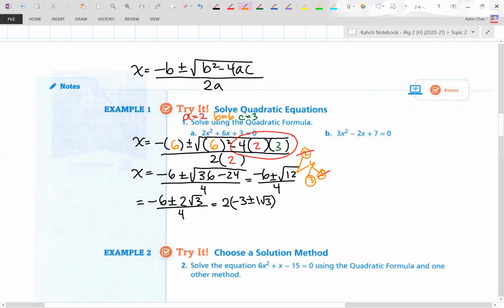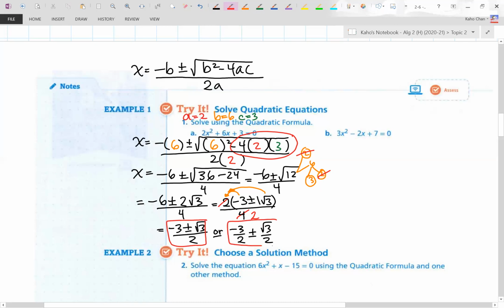Remember what I just did. I did like backwards of taking out a greatest common factor right there, and that was 2, okay? And that allows me to reduce it with the 4 in the denominator. 2 goes into 4 twice. So now I have -3 plus or minus √3 all over 2. Or if you put it into separate parts, that's allowed as well. Either one of those are correct.